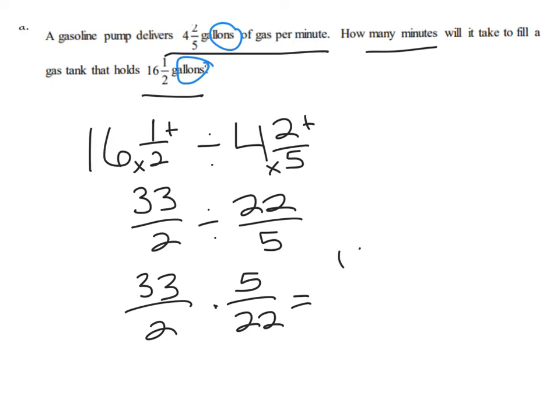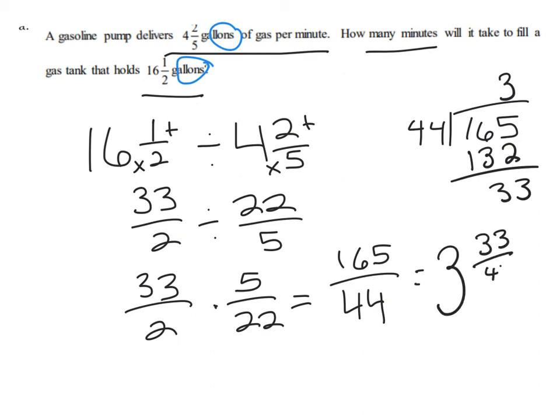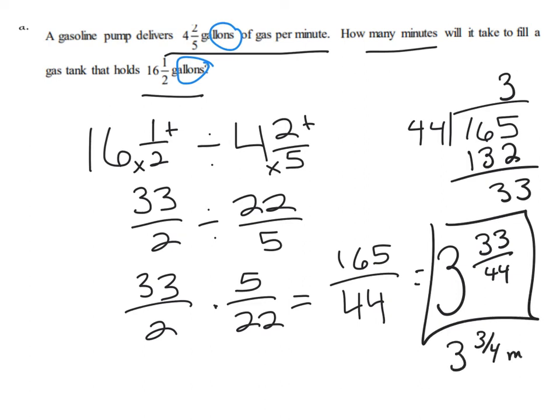So you will get 165 if you multiply those over 44. And then you may need to go over to the side and do some dividing. So 44 goes into 165 3 times, which gives me 132. And if I subtract that, I have 33 left over. So this becomes a whole 3 with 33/44 left over. And you could simplify this as well, to 3 3/4 minutes.